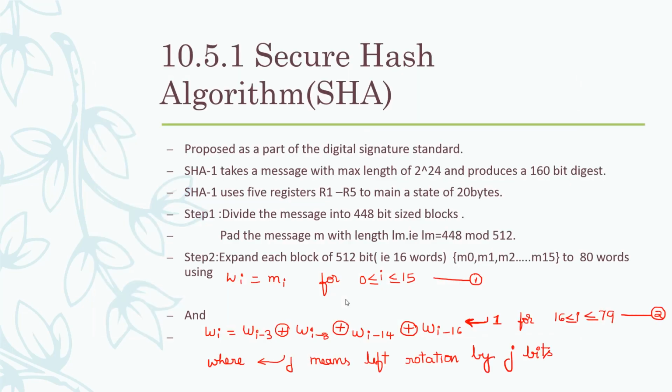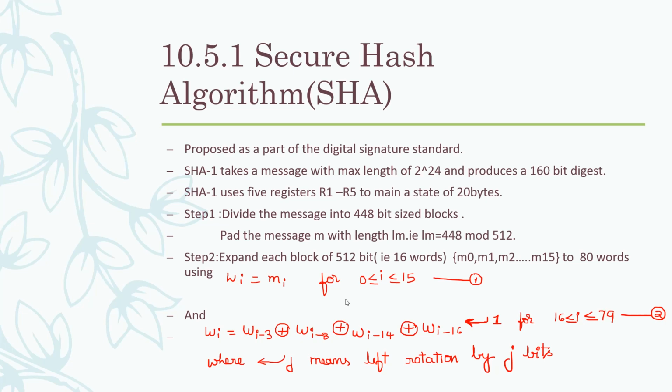We are going to discuss secure hash algorithm, which is one of the authentication algorithms. In brief, it is proposed as a part of the digital signature standard. There are many variants of the SHA algorithm. We are going to discuss SHA-1, which takes a message with a maximum length of 2 to the power 64 and produces a 160-bit digest. That is, the hash value is 160 bits in length.